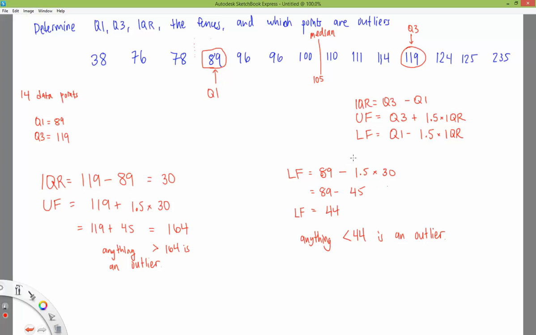So if I look at my data points, I'm going to draw a green box around this. This is less than 44, so this is an outlier. This is bigger than 164, so this is an outlier. Okay. If this was 165 instead of 125, this would also be an outlier. But it's 125, so it's not. Is that okay? Cool. All right. Maybe we'll take a small break.